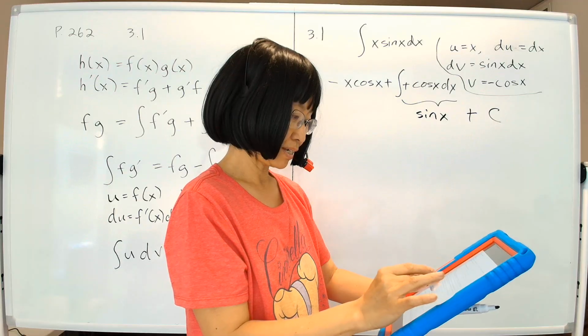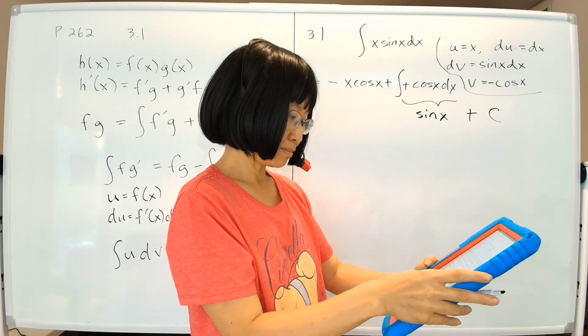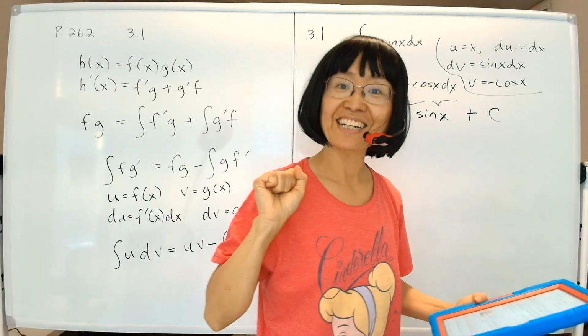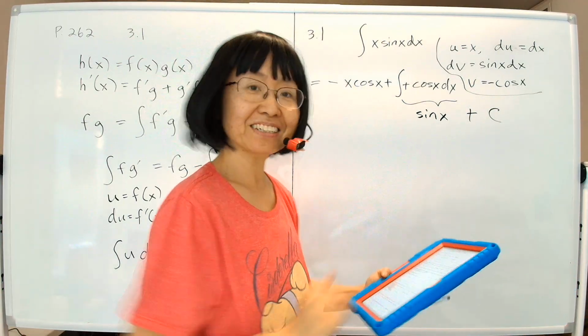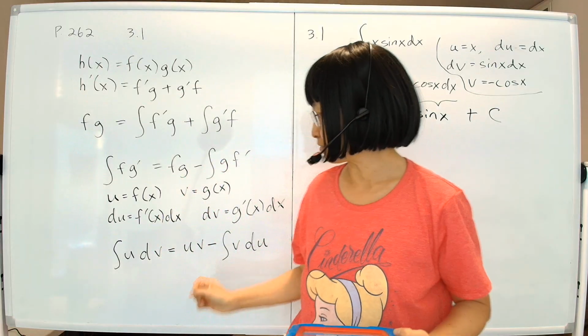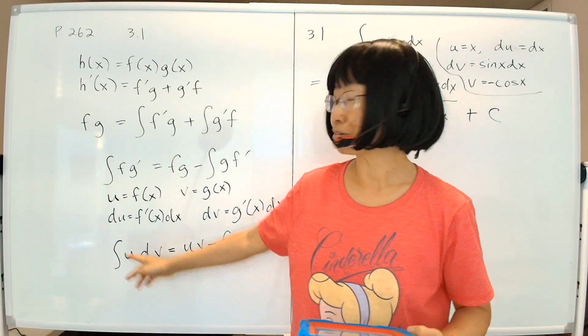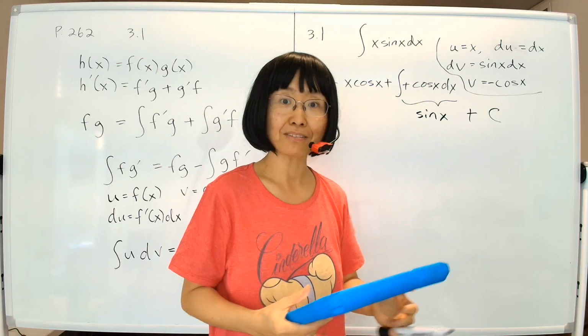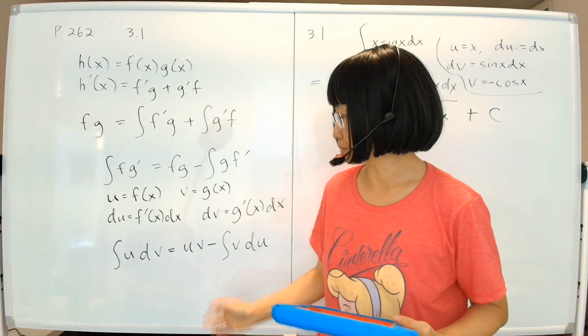Then we can look at what the book did: minus x cosine x plus sine x plus c. We got it right, see? Look at how quick and easy that is. This is where the integration by parts formula shines. It's a quick and easy way to handle something that was basically impossible before.